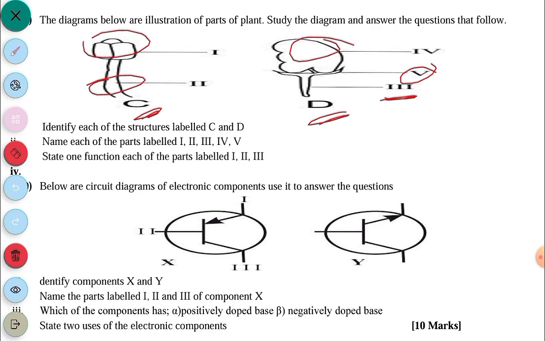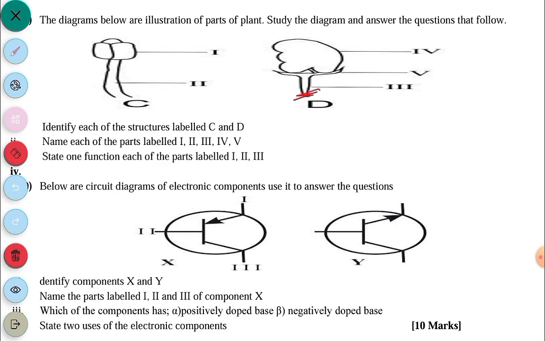So state one function of each of the parts. So I is the anther, which contains the pollen grains. Then II is the filament, it holds the anther in place. Then III is more like the anchor for the whole flower, or that is what you hold when you want to pick the flower.